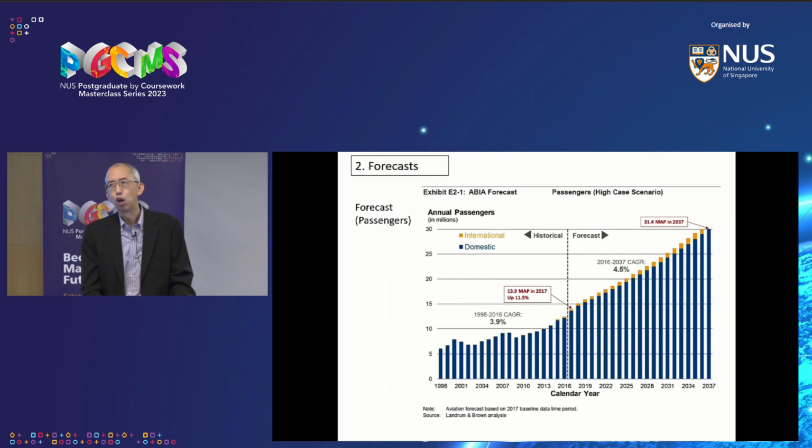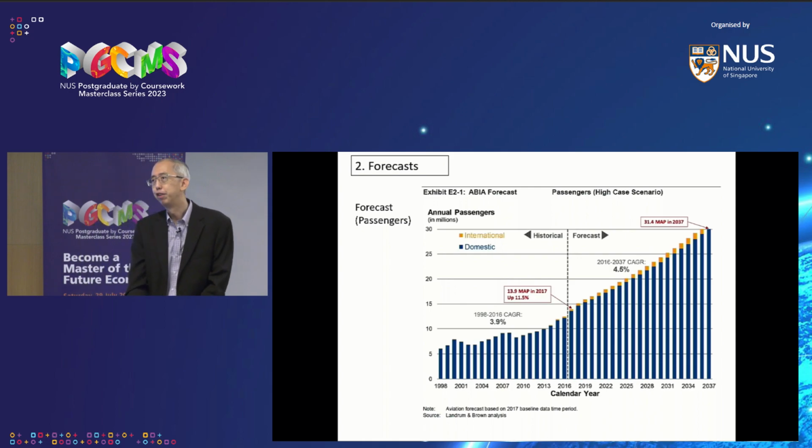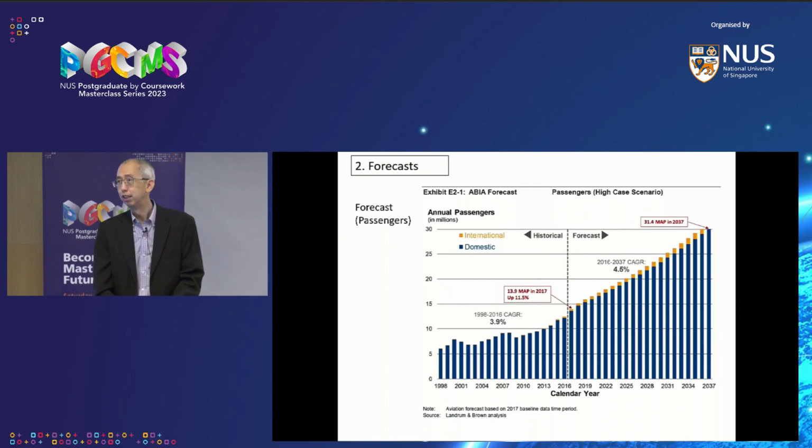And the forecast is always wrong, but you still need a forecast to try and make your best guess. And then you make sure that your master plan is flexible enough that you can adjust it as and when necessary. So they projected that Austin Airport will grow at 4.5% a year. So this was the projection in 2017.